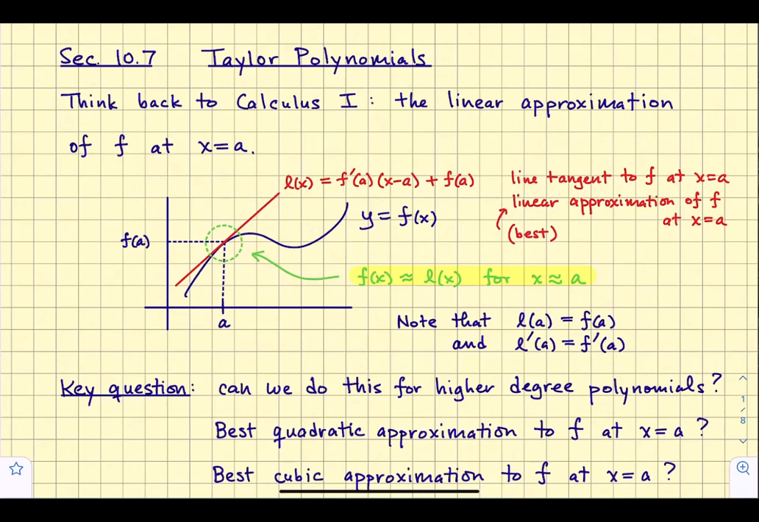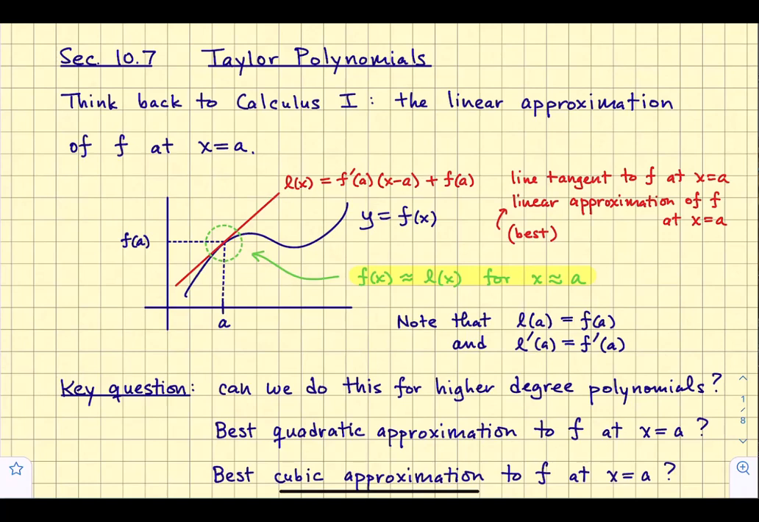Section 10.7, Taylor Polynomials. Think back to Calculus 1 and the concept of the linear approximation of a function at x equals a. This is just the equation of the tangent line to f at x equals a, and hopefully a picture comes to mind.